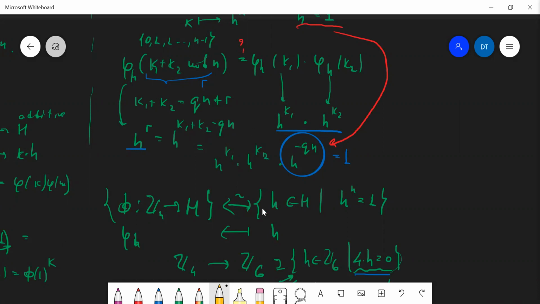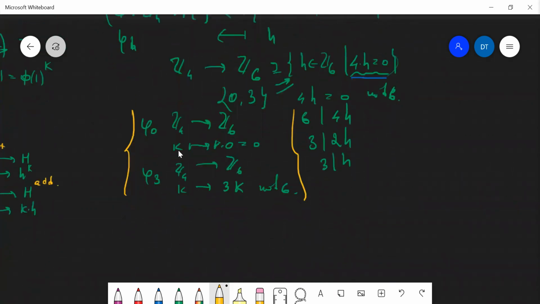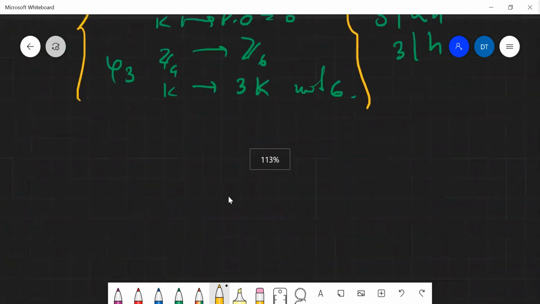So this is an injective arrow from right to left. And now I want to show that every homomorphism appears from an element H. But this is done in a similar way as it's done for the group Z.